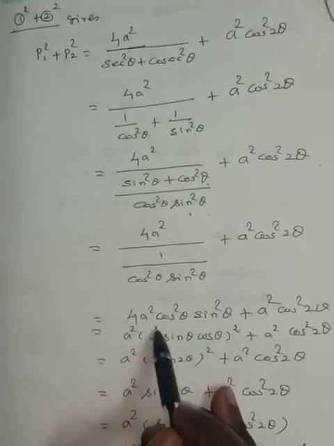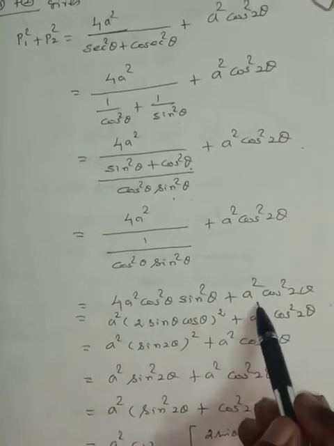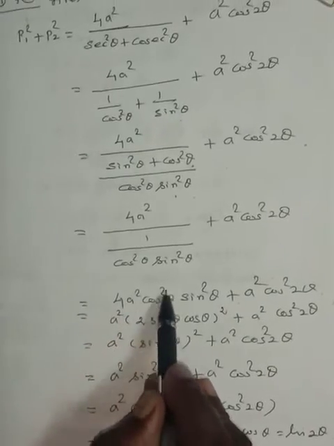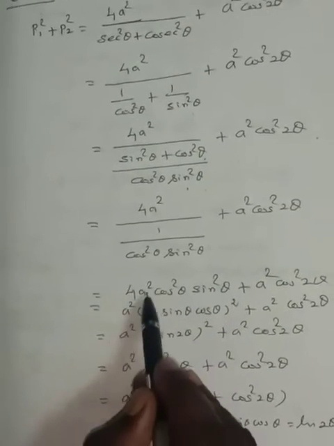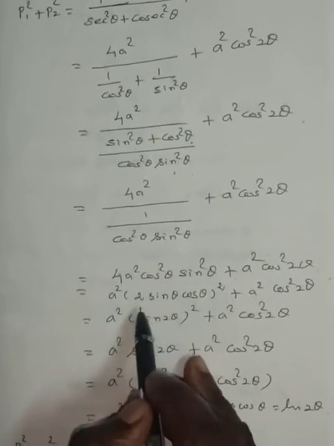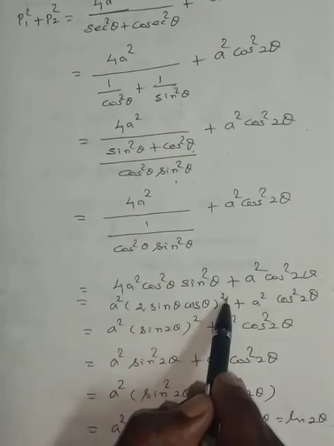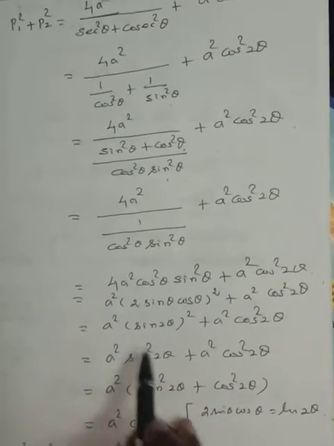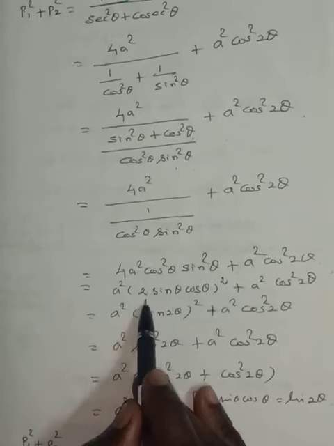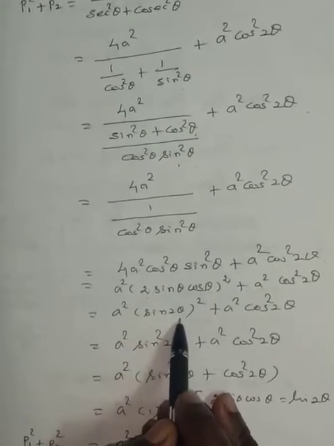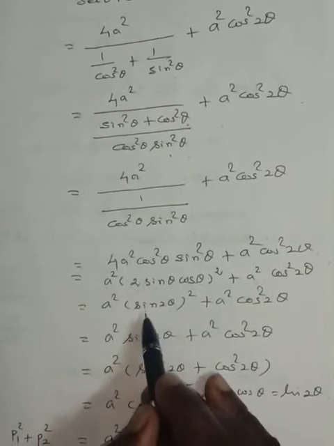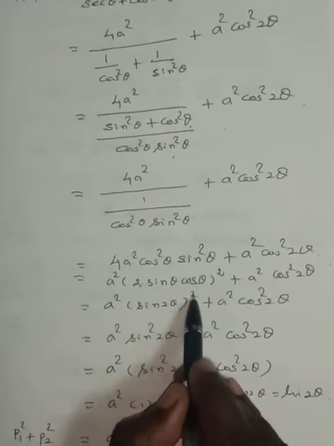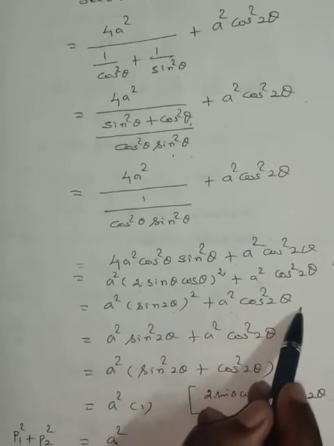This means a square cos square theta sin square theta plus a square cos square 2 theta. Now a square cos square theta sin square theta can be written in the form of a square into (2 sin theta cos theta) whole square, plus a square cos square 2 theta. Using the formula, sin 2 theta is equal to 2 sin theta cos theta, so (sin 2 theta) whole square plus a square into cos square 2 theta.